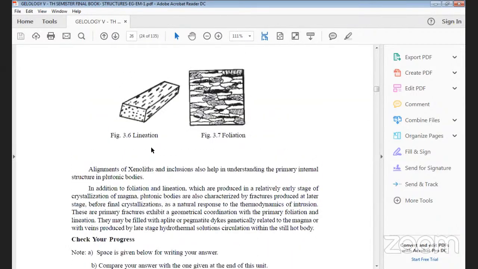So these are the structures. One is lineation formation, and the second one is foliations. Some alignments sometimes have xenoliths and inclusions, and that is related to the primary internal structure within the plutonic bodies.